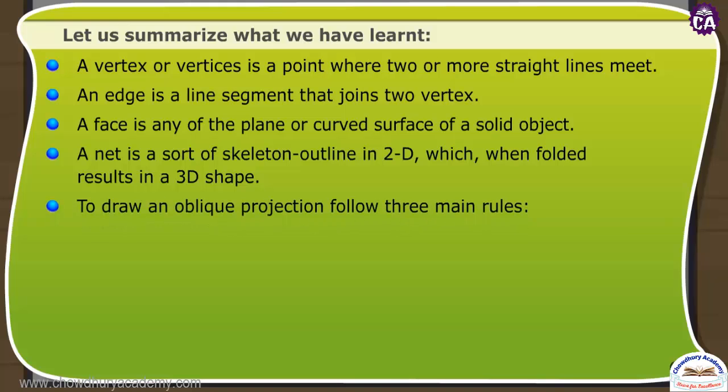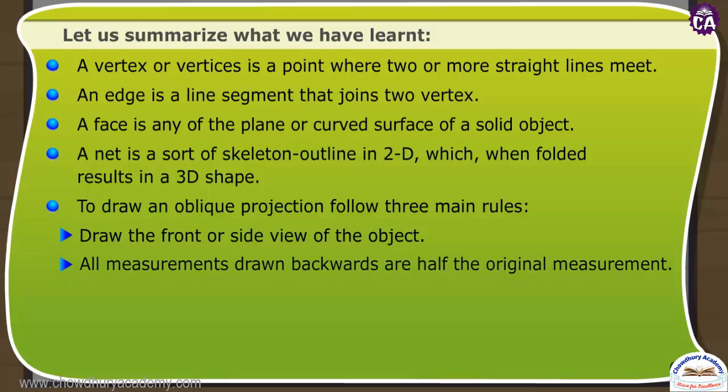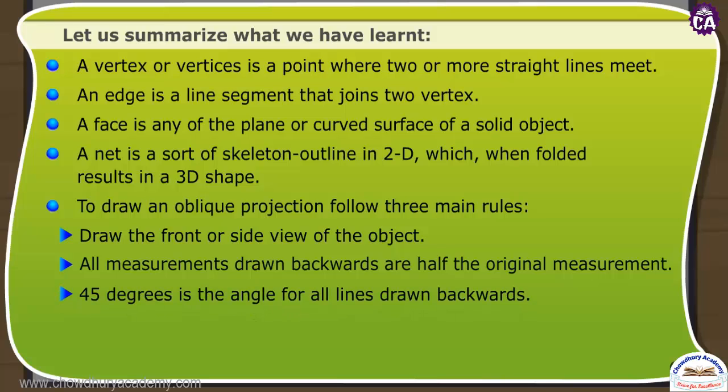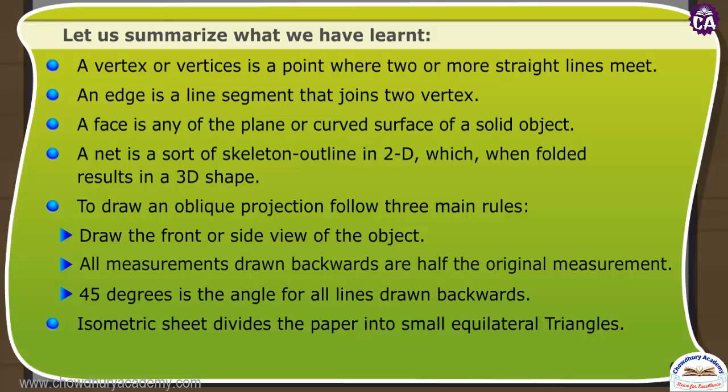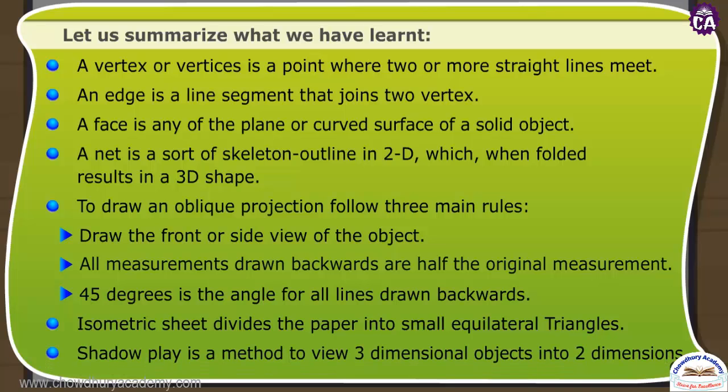To draw an oblique projection, follow three main rules. 1. Draw the front or side view of the object. 2. All measurements drawn backwards are half the original measurement. 3. 45 degrees is the angle for all lines drawn backwards. Isometric sheet divides the paper into small equilateral triangles. Shadow play is a method to view three-dimensional objects in 2 dimensions.